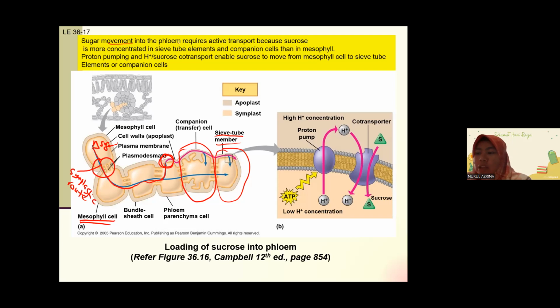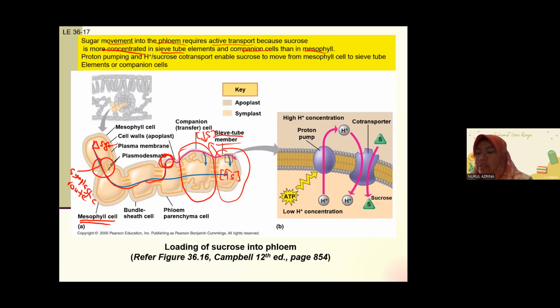All right, so next, sugar movement into the phloem requires active transport because sucrose is more concentrated in the sieve tube element and companion cell than in the mesophyll cell. Okay, what does it mean? It means that sugar is transported into the phloem by active transport. Here in the sieve tube, you have a very high concentration of sugar, while here in the apoplastic pathway, you have a low concentration of sugar.